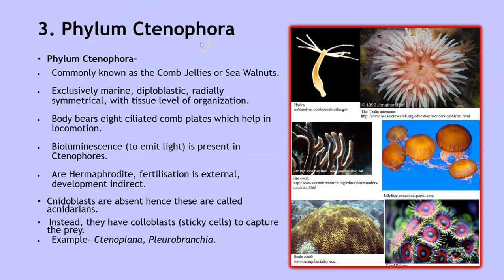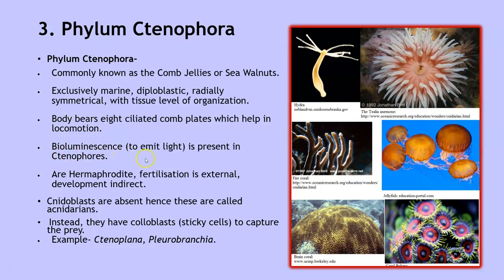So the next phylum is Ctenophora. Now they are commonly called comb jellies or sea walnuts. You can have a look at this image here. This is the most commonly studied Ctenophora. They are exclusively marine, so they are found only in marine environments, diploblastic, radially symmetrical with tissue level of organization. Body bears 8 ciliated comb plates which help in locomotion.